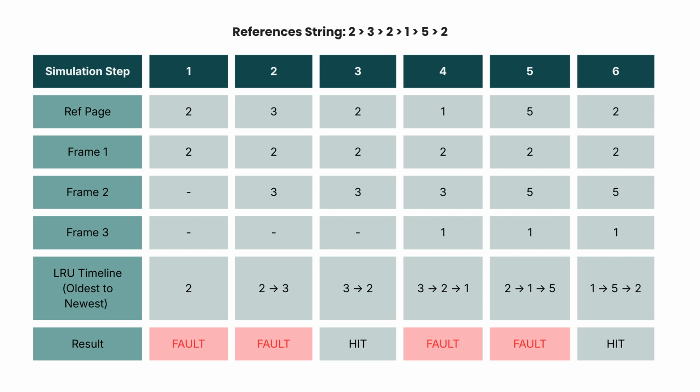Pages 2 and 3 arrive first, easily filling the empty slots. Next, the system requests page 2 again. Since page 2 is already in memory, this is a page hit. Notice how page 2 shuffles to the front of our mental line as the most recently used. Then, page 1 arrives and fills our last empty frame.